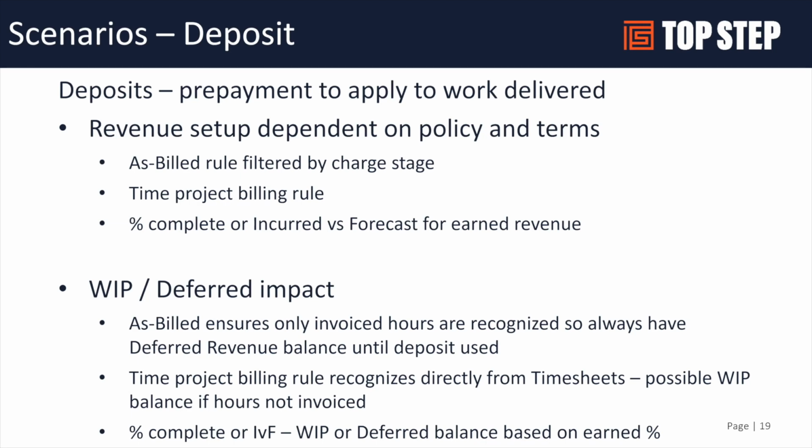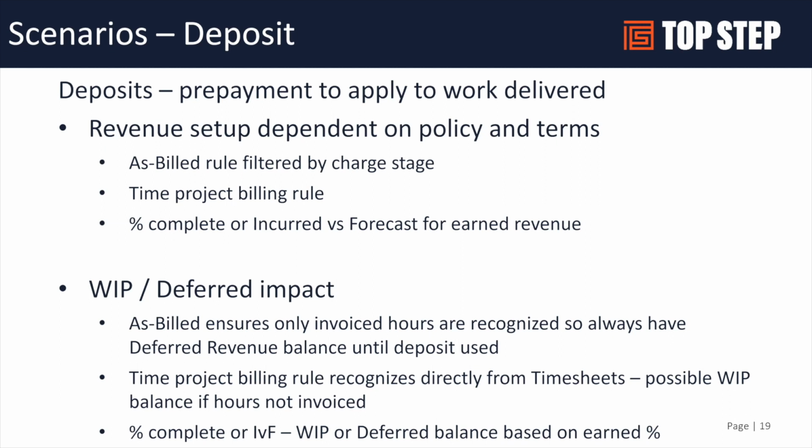The WIP deferred impact will depend on the type of project, right? If it's a T&M project, then you would most likely have a zero impact to your WIP because as you bill it, you recognize it. Now, if you bill something and decide you're not ready to invoice it, but you want to take revenue, then you could get into a WIP scenario there.